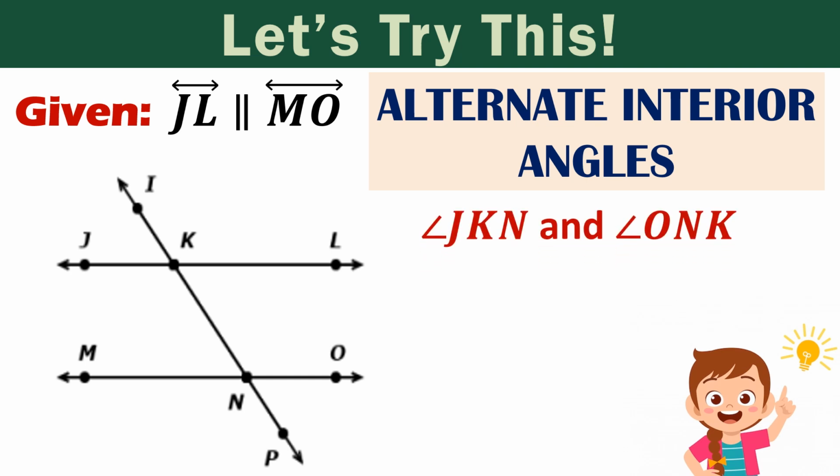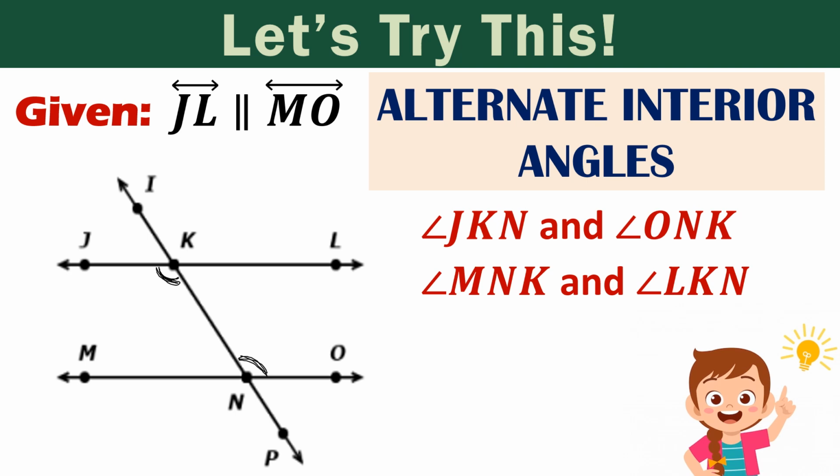So I can have angle JKN. Okay, angle JKN, so this one. And angle OKN, so this one. It's correct, right? So next, angle MKN, this one. And angle LKN. So here, we do have two pairs of alternate interior angles. Okay, as easy as that.